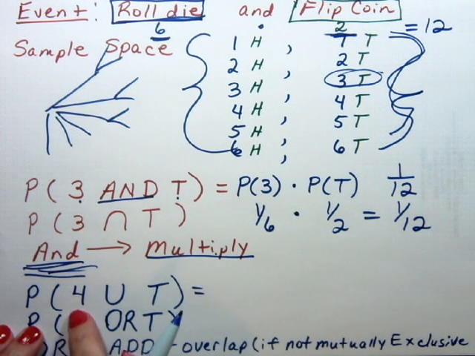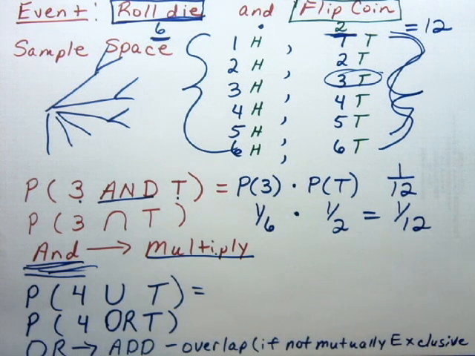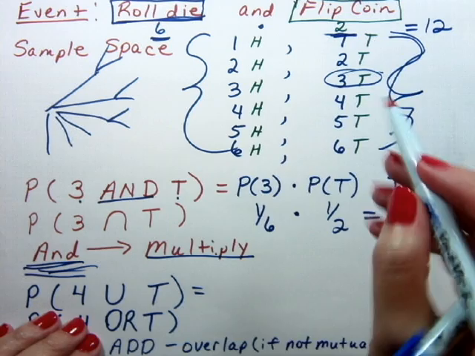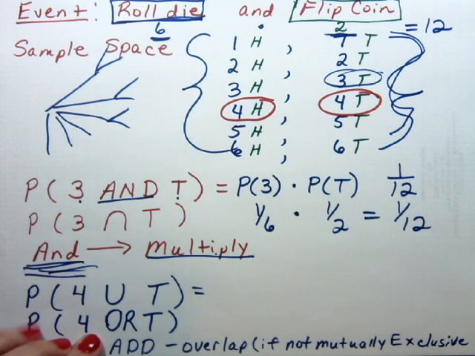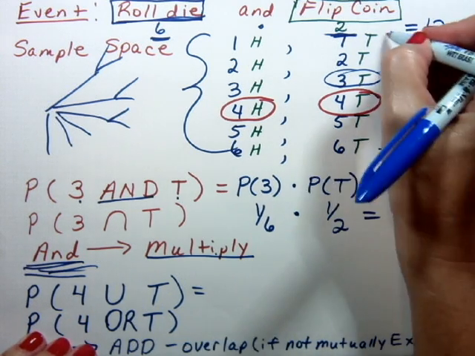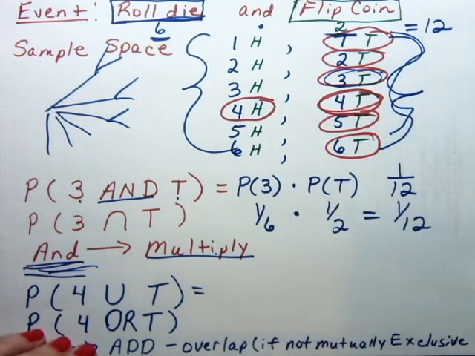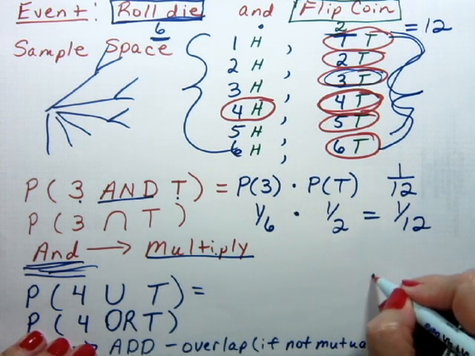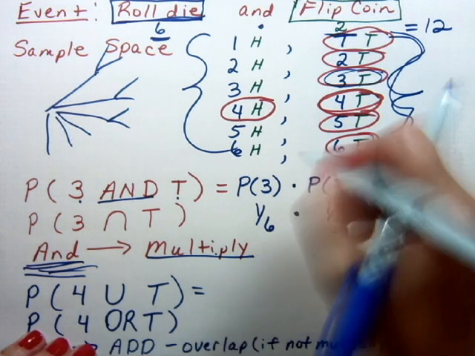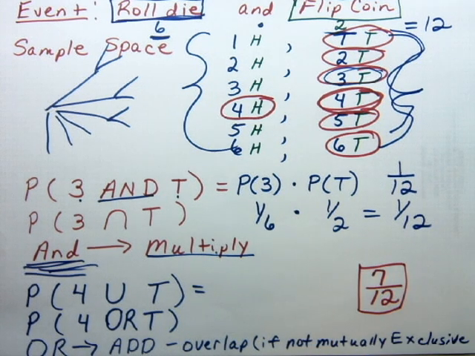Okay, now let's look at or with probability. What is the probability we would get 4 on the die or tails on the coin? I just need a 4 on the die or tails on the coin. Now let's find 4 on the die. I got a 4 there. I got a 4 there. Now what about tails? I got tails here, here, here, here. Well, then out of my sample space, I see that there are 7 ways to get what I want out of 12 equally likely things that can happen. So I know my answer is 7/12.